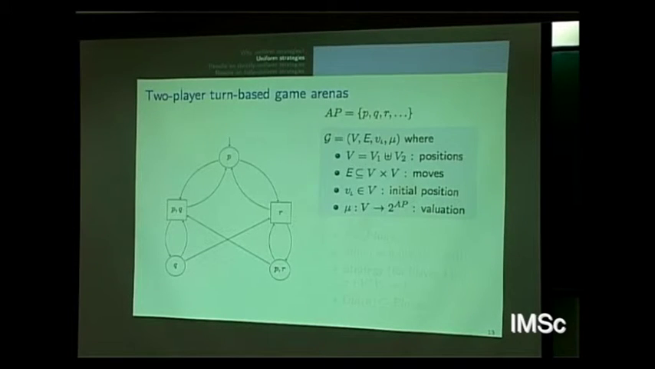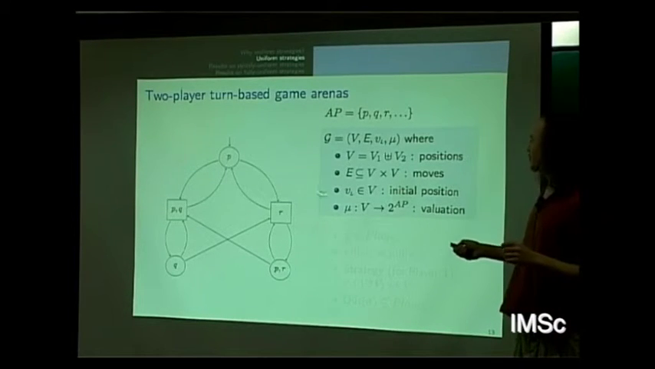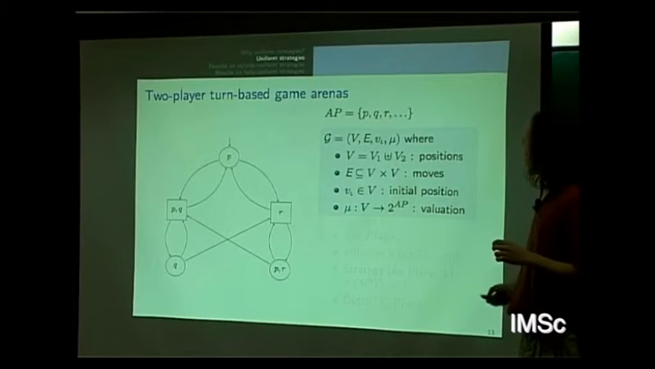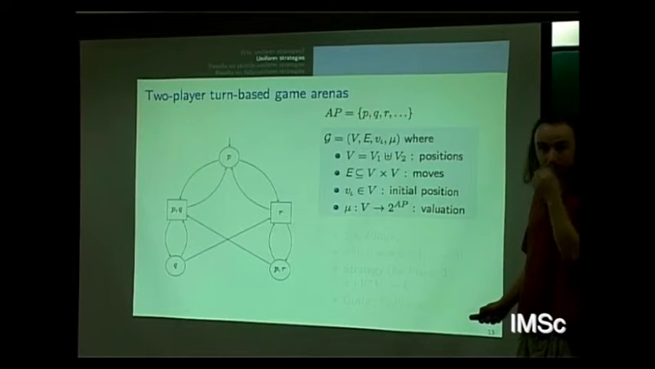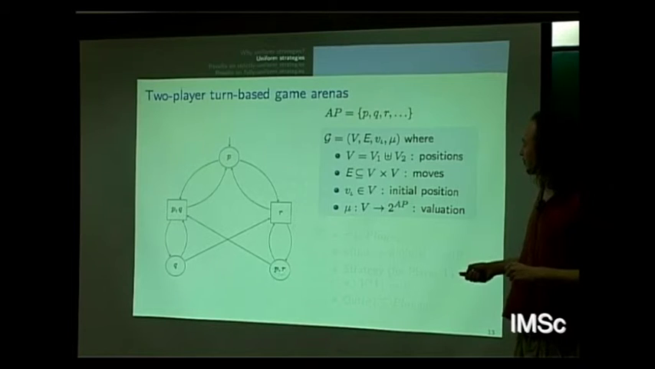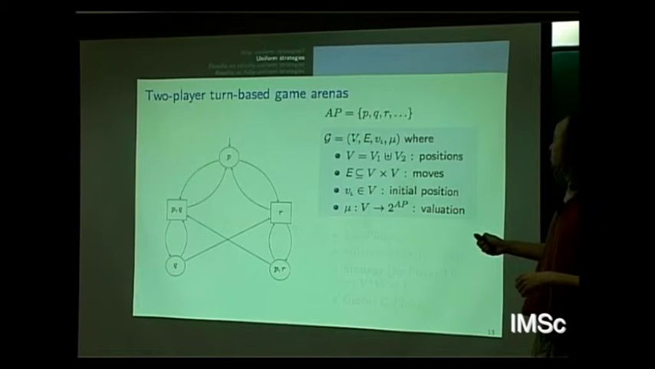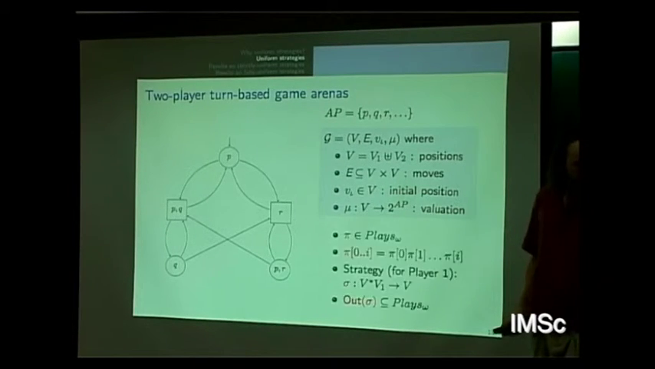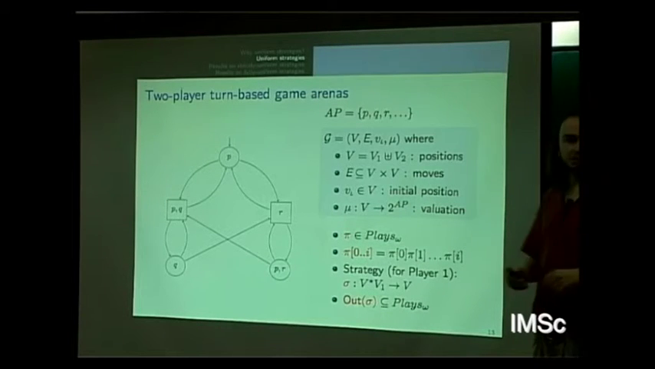So we consider simple two-player turn-based game arenas without actions on the arrows. So circles here belong to player 1 and squares belong to player 2, and we put information in the positions with some atomic propositions. So in a game you have a finite set of positions split between those of player 1 and those of player 2. You have moves, initial position, and evaluation on the positions. Then a few notations, but I'm not even sure I will need this because I'll try to be very informal. But just you have infinite plays. Yeah, we assume that all plays are infinite.